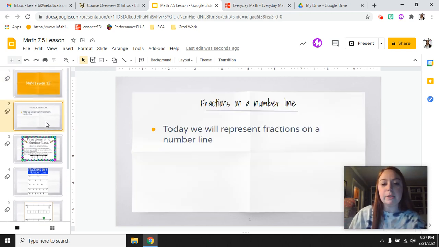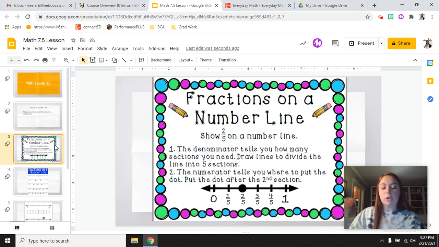So what we're going to be doing is looking at fractions on a number line and how you represent them on a number line, as well as equivalent fractions. You may have seen this in second grade, but it's a way for you, just like fraction circles and fraction strips that we talked about, to compare fractions and to learn more about them.